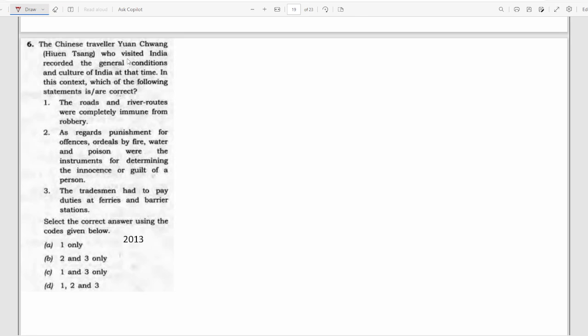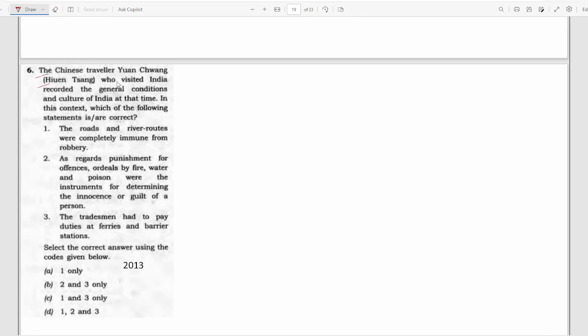So, in this question, the question stem itself points to the important things that we have to read. For example, when this Chinese traveler visited India and recorded the general conditions and culture of India, this is the topic. You have to read about the general conditions and culture of India at that particular time, or it can be during the Mauryan rule, or Guptas, or Indus Valley civilization or Vijayanagara kingdoms, and what were the general conditions and culture of that time.